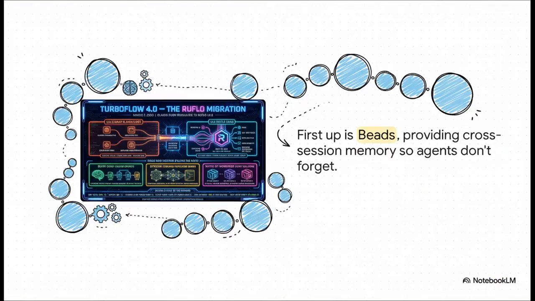First up, memory. This is the big one. How do you stop your AI agents from having amnesia between sessions? How do you make sure they remember why a critical decision was made last week? The answer is a new system called beads, which gives them a persistent cross-session memory.